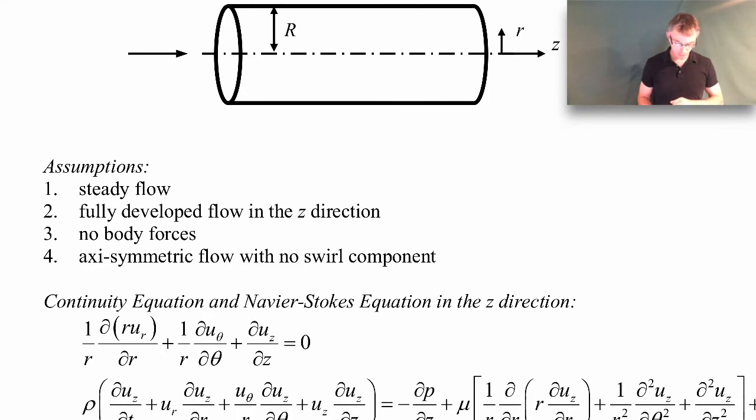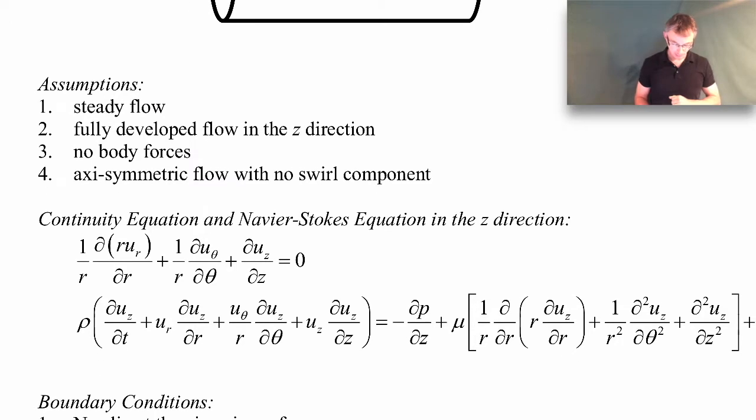But what we did is we assumed that we were dealing with a steady flow, fully developed flow in the z direction, so the velocity profile doesn't change in that z direction. We're not going to worry about gravity, and it'll be axisymmetric with no swirl component. If we make those assumptions and analyze the continuity equation in cylindrical coordinates, you'll find that there should be no radial velocity. So from this, you'll end up getting that u_r is 0.